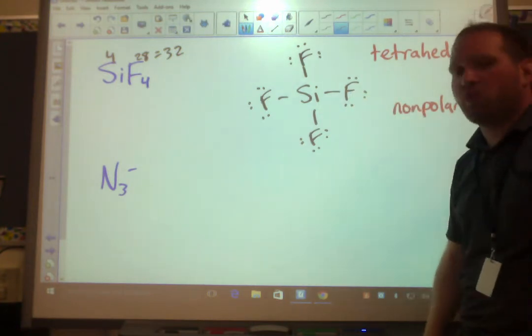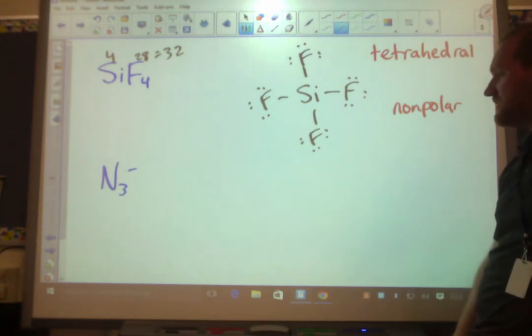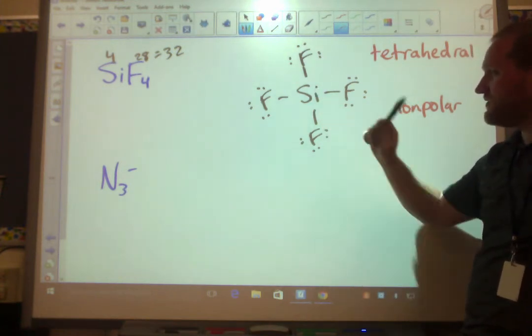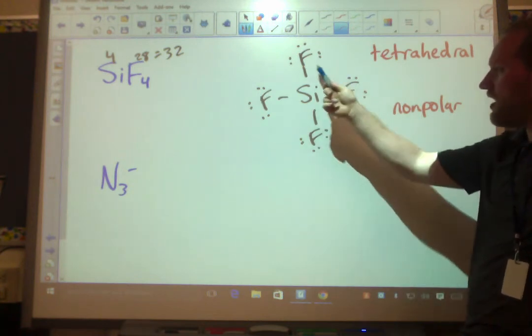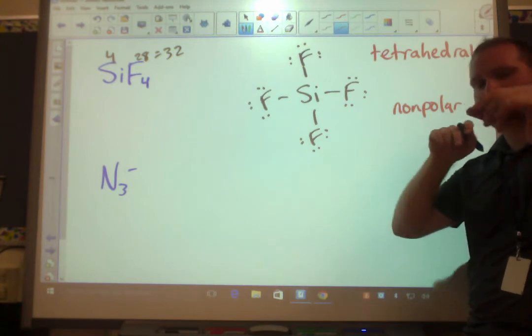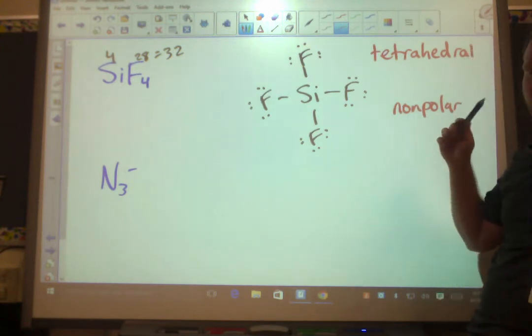It's what I call the 4.0 GPA of the periodic table, meaning it has an electronegativity of 4.0, and I know silicon is less than that. Even though the fluorines are hogging the electrons from the silicon, because they're pulling in completely opposite directions, the molecule itself is still nonpolar.